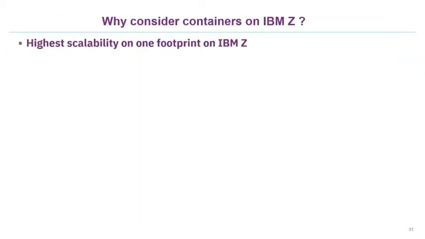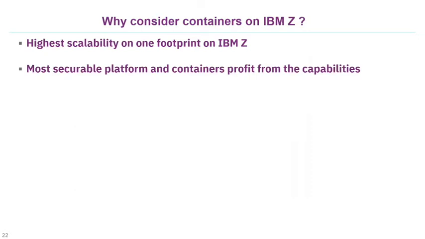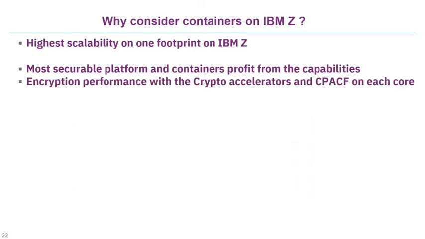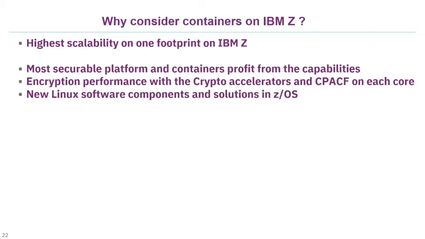Okay, now why consider containers on Z as a good idea? Because of the highest scalability on one footprint. We'll see numbers here. We're talking about millions of containers we can run on a single Z. The most securable platform that containers can provide. Encryption performance with crypto accelerators and CPACF, as we heard yesterday, and new Linux software components and solutions in z/OS that can be made available.